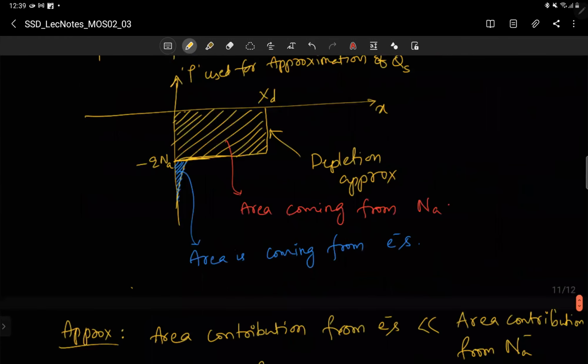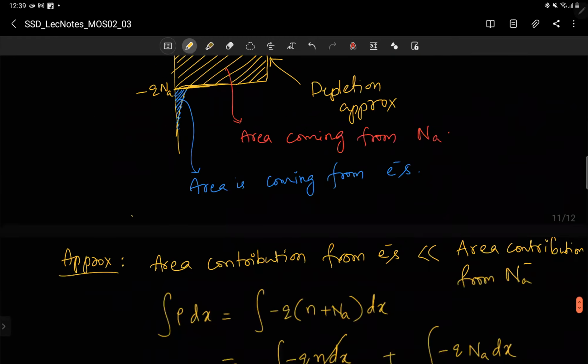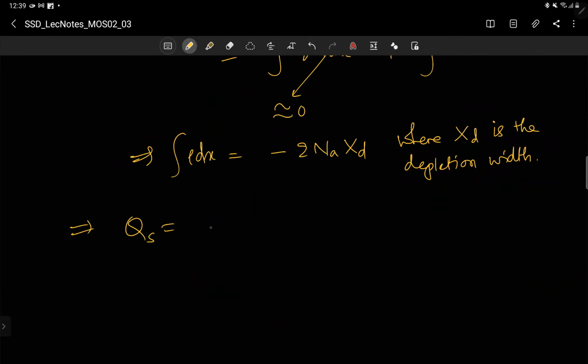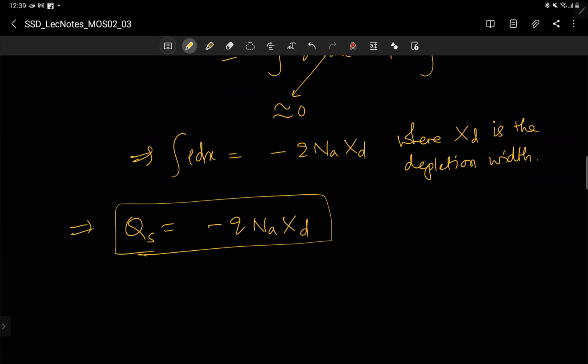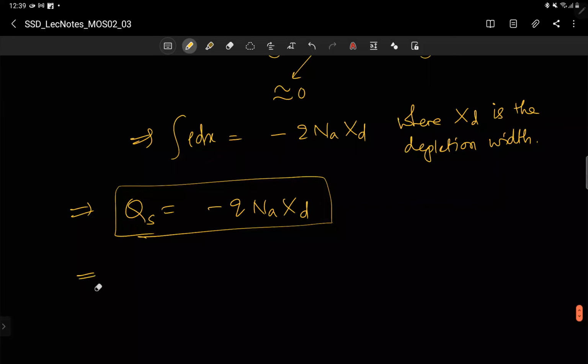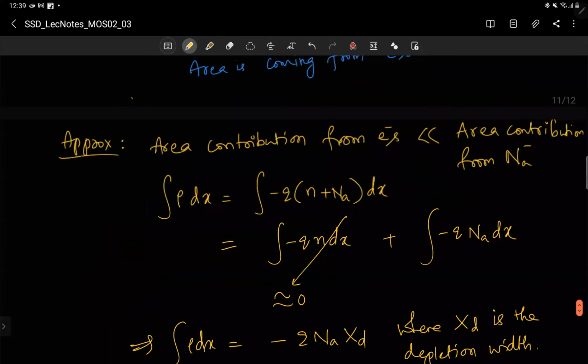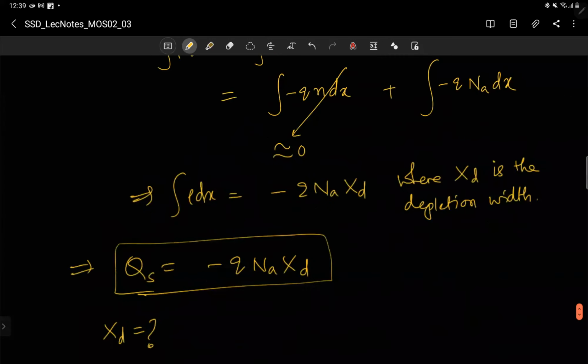So this is the picture I have for rho. With this, what is Qs? Qs is equal to minus q Na xd. So this is my Qs. And what is xd? I don't know xd yet. How do you calculate xd? We will come to that later.